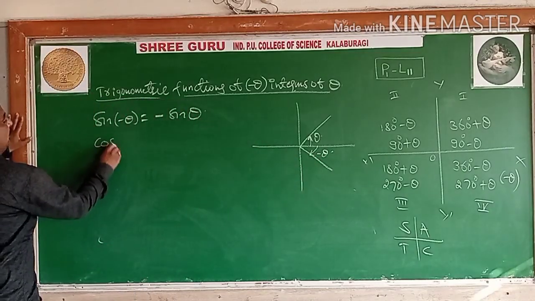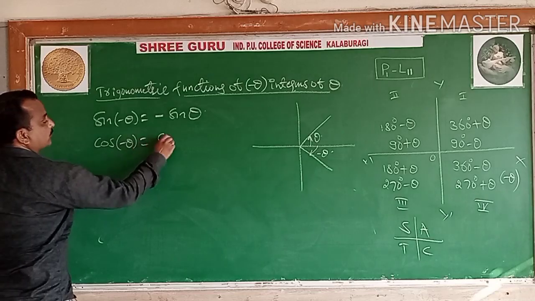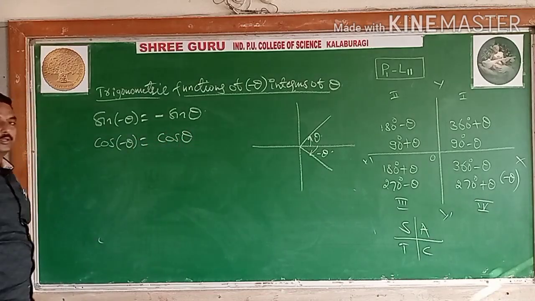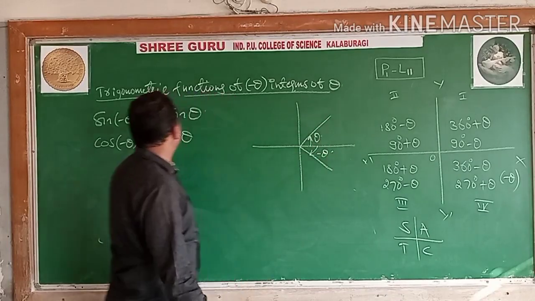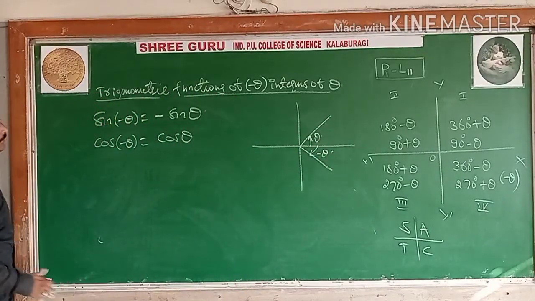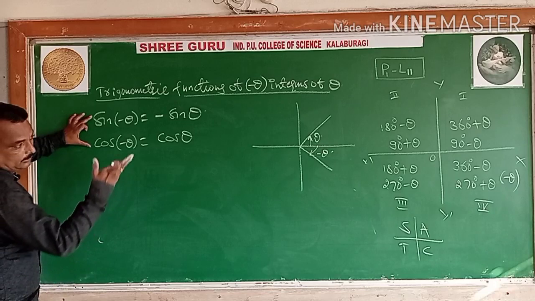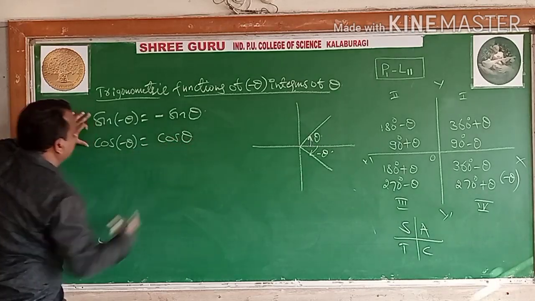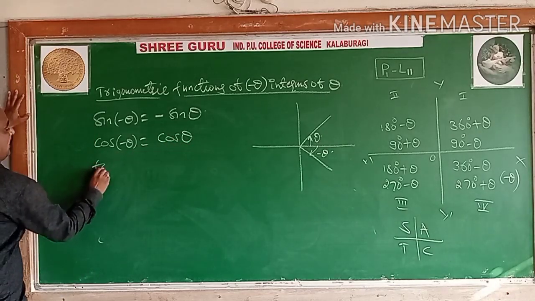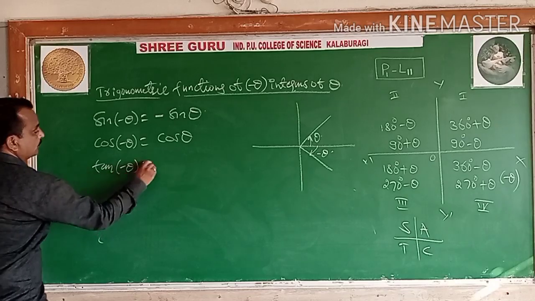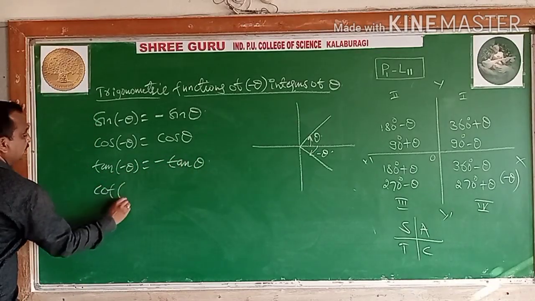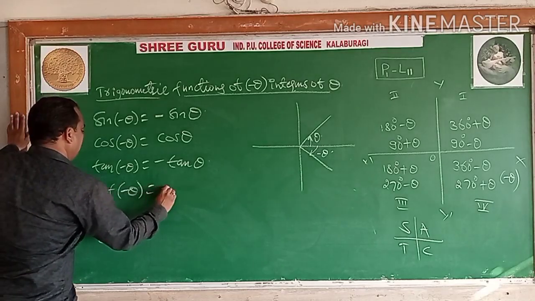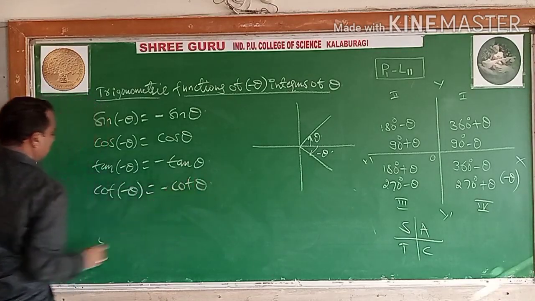Sine of minus theta. Cos of minus theta. Is cos positive or negative? Positive it is. Cos positive, it is the same. The terminal side of the angle is the same, but one is in the clockwise direction and the other in the anti-clockwise direction. Tan of minus theta is minus tan theta. Cot of minus theta is minus cot theta.